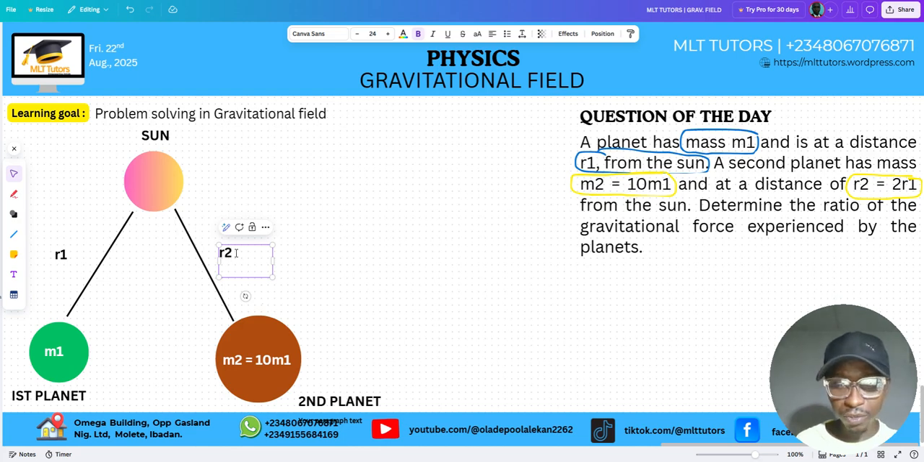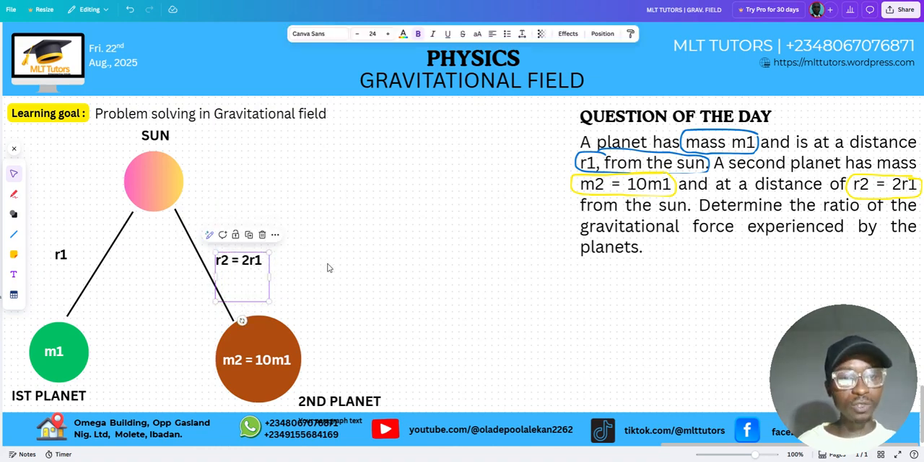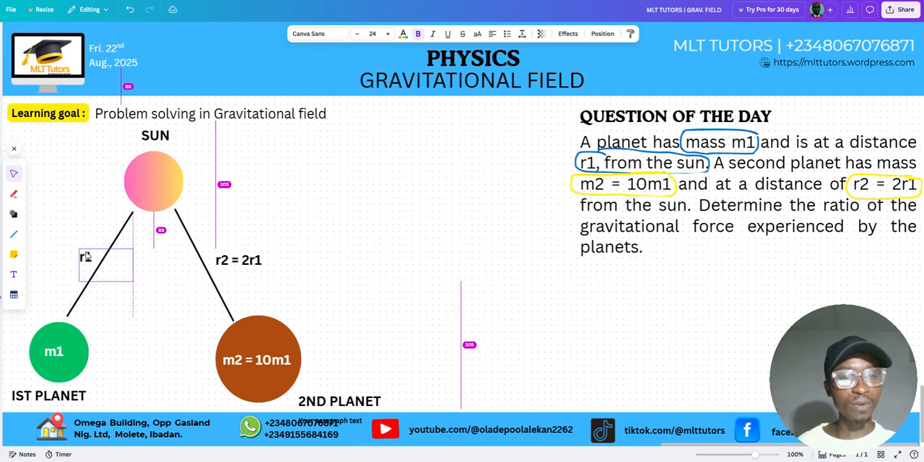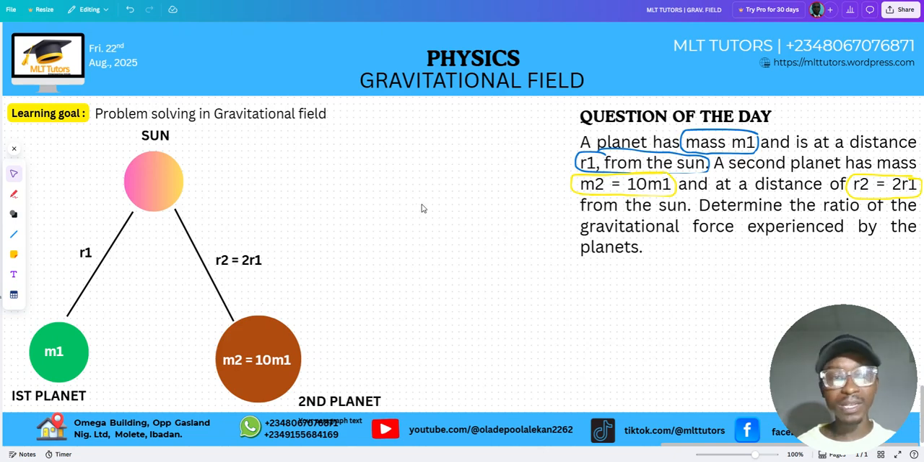And that's equal to 10 of, that equals 2 of R1. Okay, that's good. So we have the two planets now. We have the first planet whose mass is M1 and distance R1 away from the sun. And we have the second planet whose mass is M2 and distance R2 away from the sun. Okay, that's perfect. So what's now the problem?